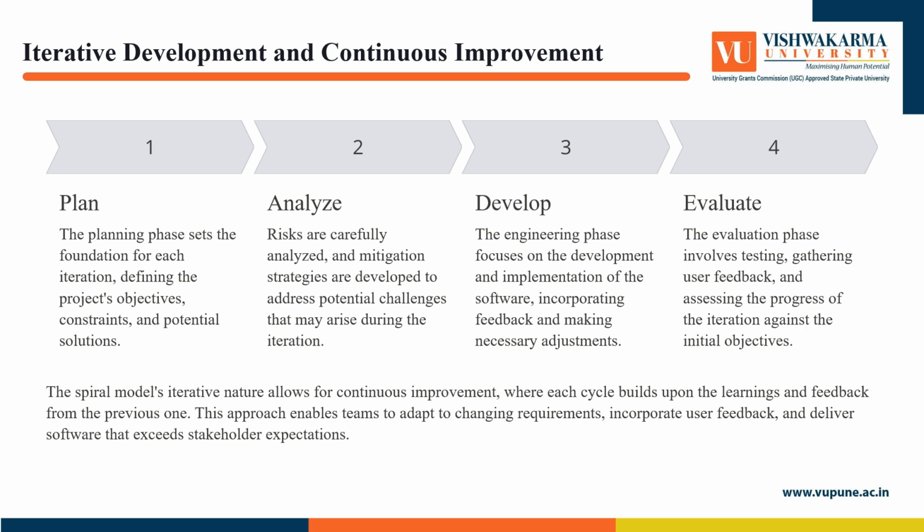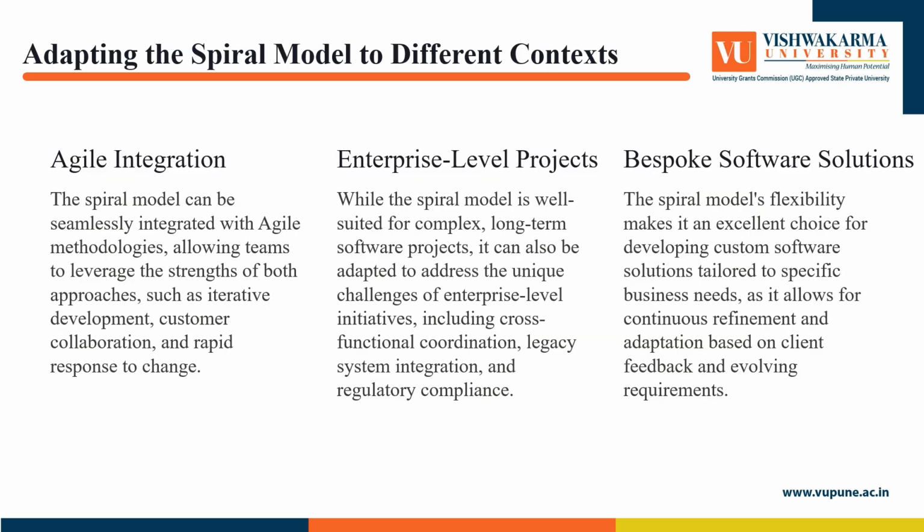The spiral model's iterative nature allows for continuous improvement, where each cycle builds upon the learning and feedback from the previous one. This approach enables teams to adapt to changed requirements, incorporate user feedback, and deliver software that exceeds stakeholders' expectations.